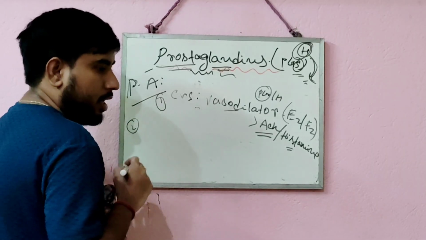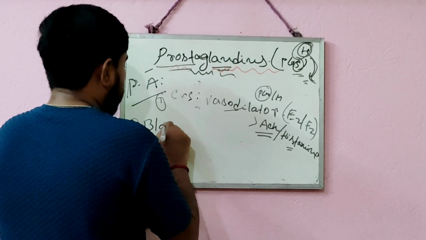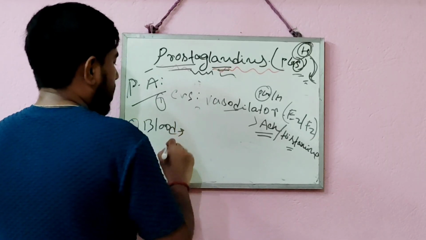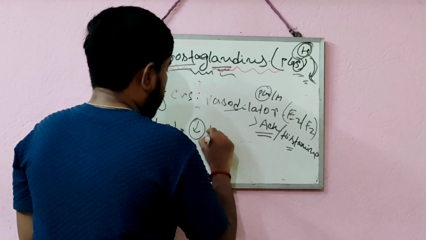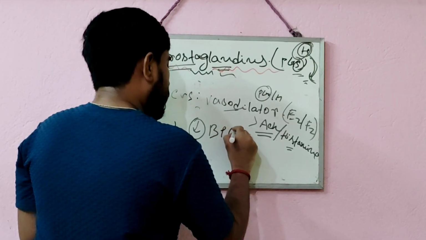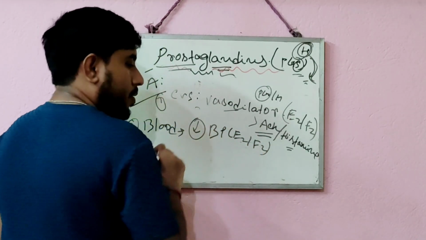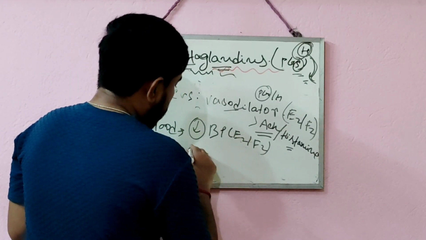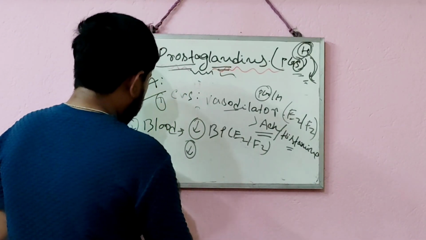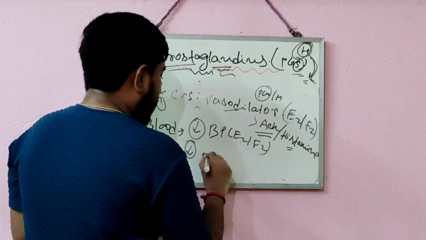Next, the second one: we will discuss the action of prostaglandin in blood. In blood, it will generally decrease the blood pressure. Whether it is E2 or F2, both generally decrease the blood pressure. Then it also decreases or inhibits platelet aggregation.